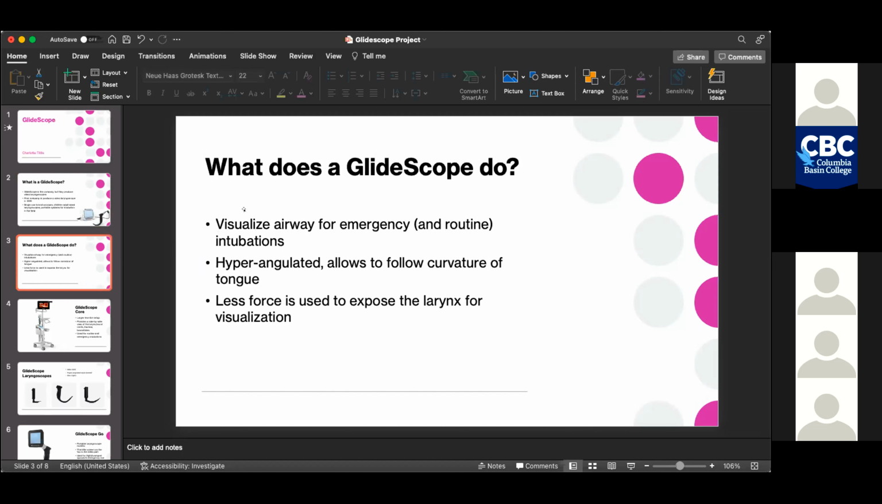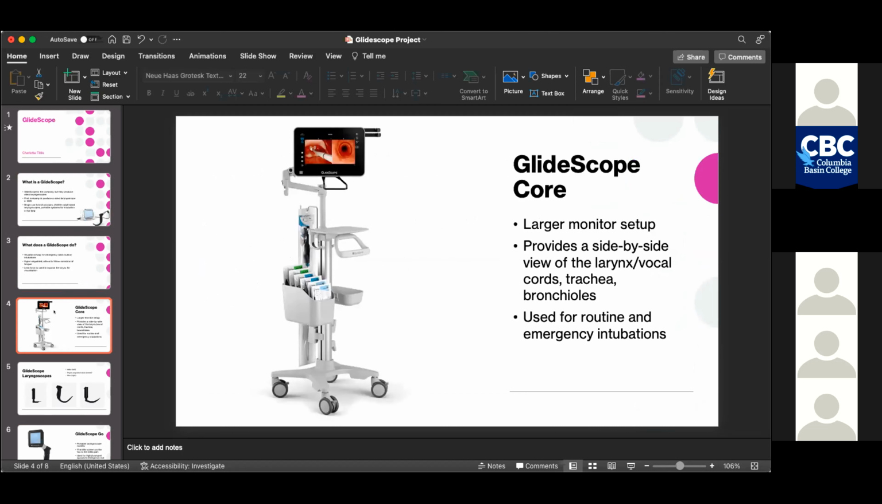But I guess the unique thing about the Glide Scope is it's hyperangulated. So it allows you to follow the curvature of the tongue and the general anatomy of our mouths, and it uses less force to expose the larynx for visualization. And then I put a couple of their different systems that they have.